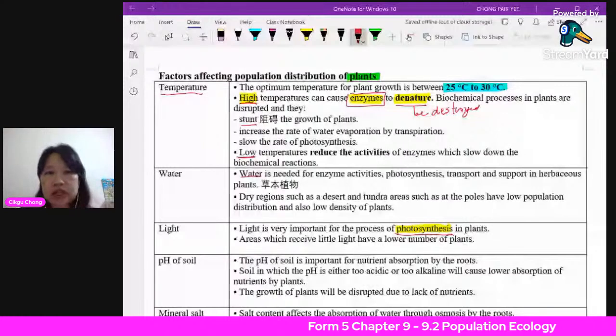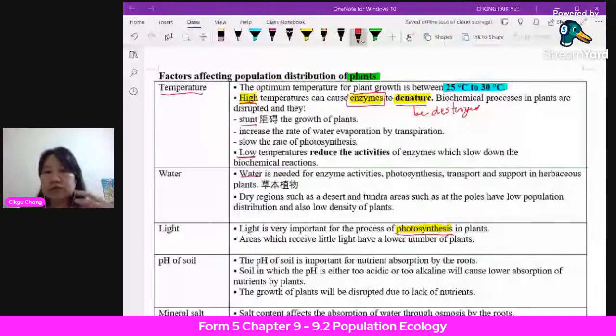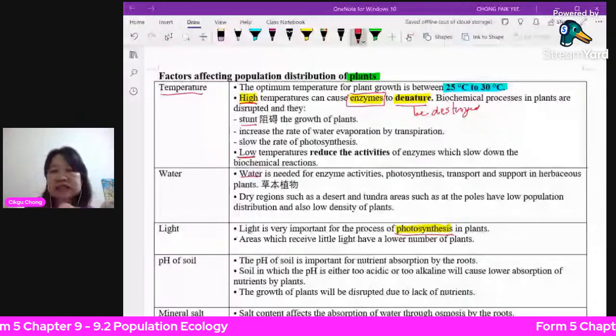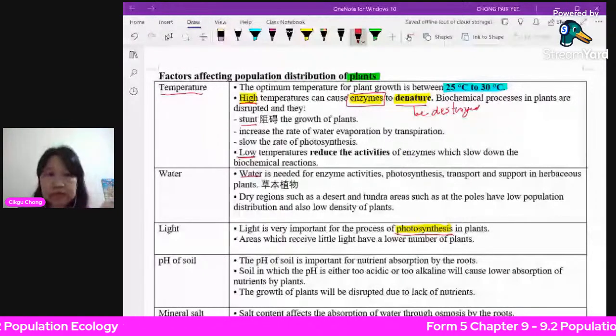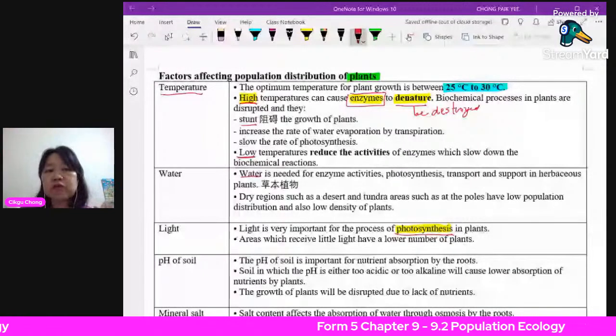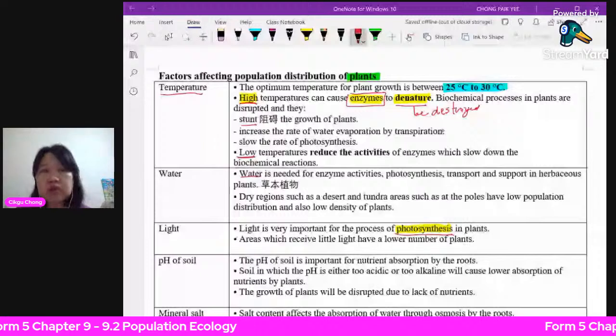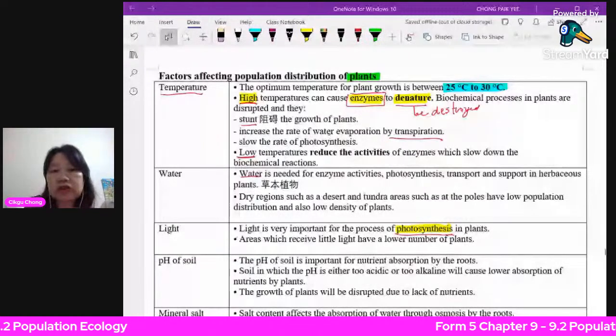So therefore, the process of digestion, the process of respiration, everything slows down. So it stunts the growth. That means slow down, right? The growth of plants. It also increases the rate of water evaporation by transpiration, because it's hot. Temperature high means water evaporates faster, so water will be lost. They also slow down the rate of photosynthesis.